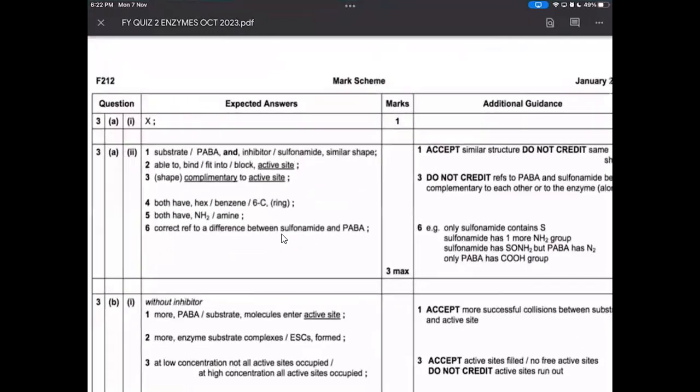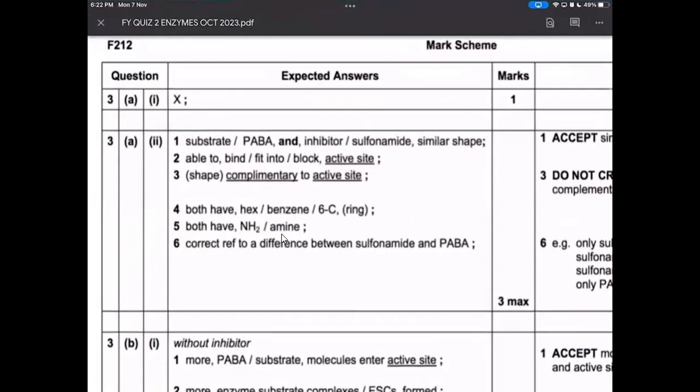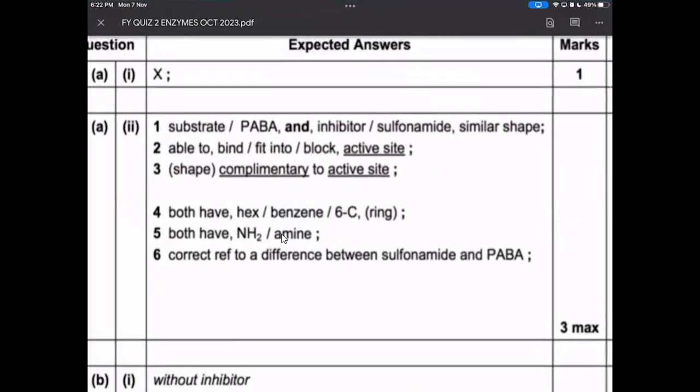Now, Alia had pointed out these points. Okay? The substrate, which is PABA, and the inhibitor have the same shape. Don't they have the same shape? If you say same shape, that is one mark, right? And then you will say, hence they are able to bind and fit into and block the active site because the shape is complementary to the active site. Okay, so that is 2-3 points.